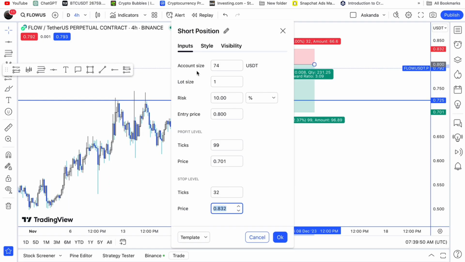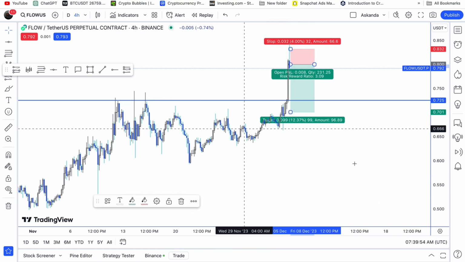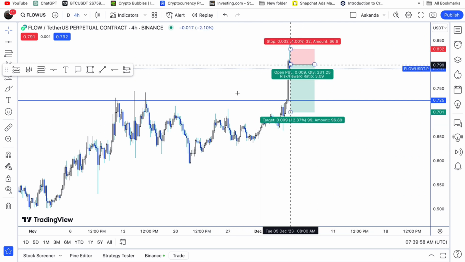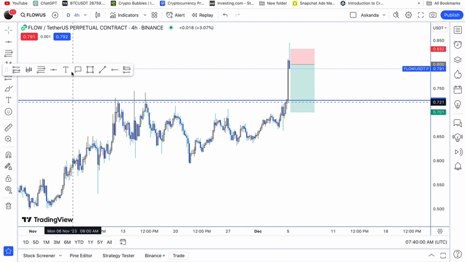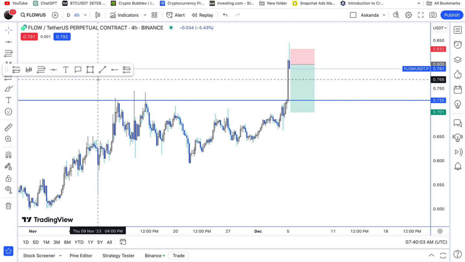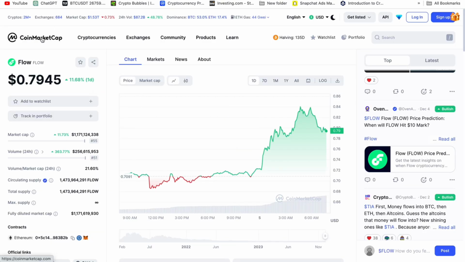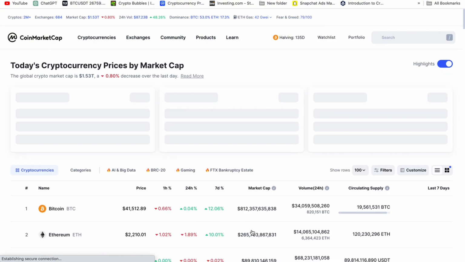Then we go back to our position size calculator, and do the same thing as when we are going for a long position. Okay, so this is how you calculate position sizing. I'm going to use the smartphone and do it for you guys. If you have any pair, it's the same thing. When you go, just select your pair.